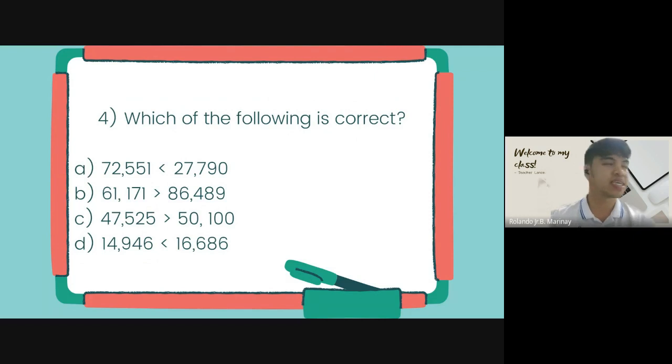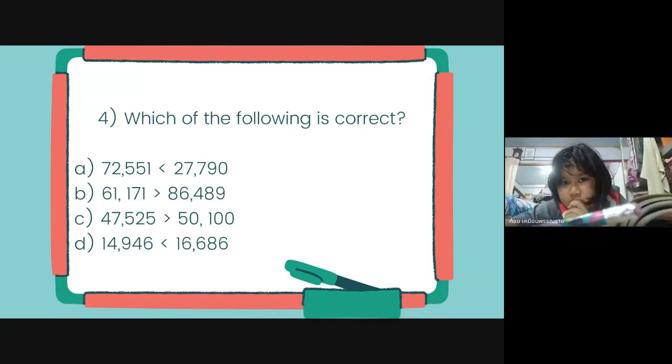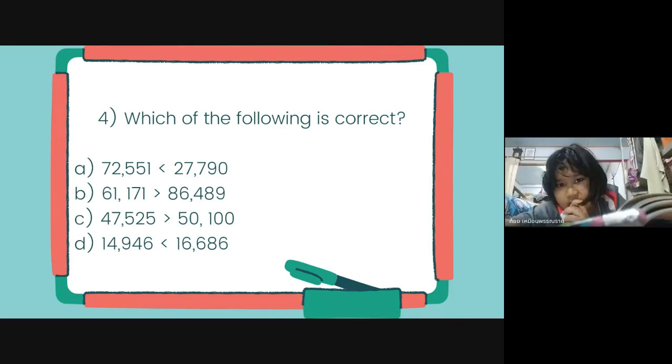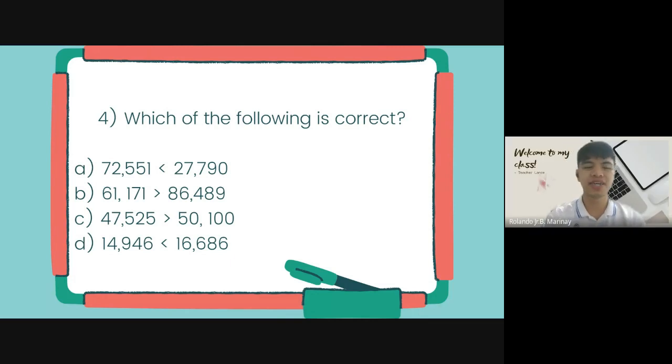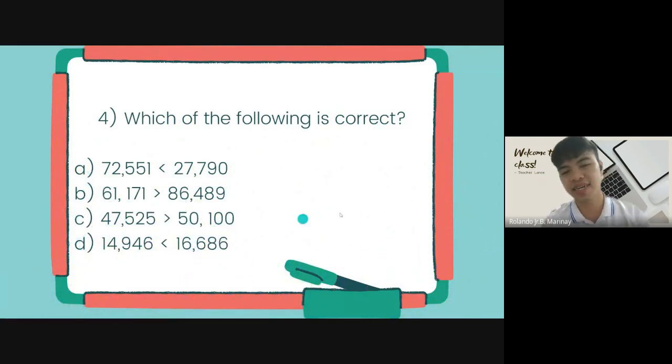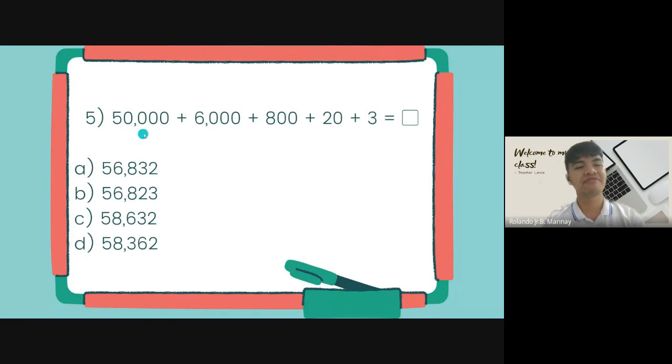Next, number 4. Which of the following is correct? A, B, C, or D? D. Very good, Prim. It's letter D. D is correct because 14,946 is less than 16,686. That is correct. Number 5, 50,000 plus 6,000 plus 800 plus 20 plus 3 equals A, B, C, or D?